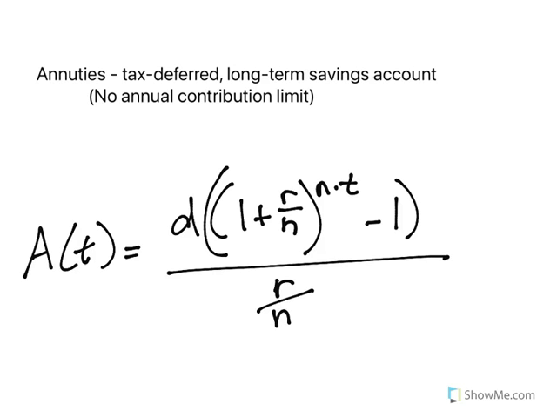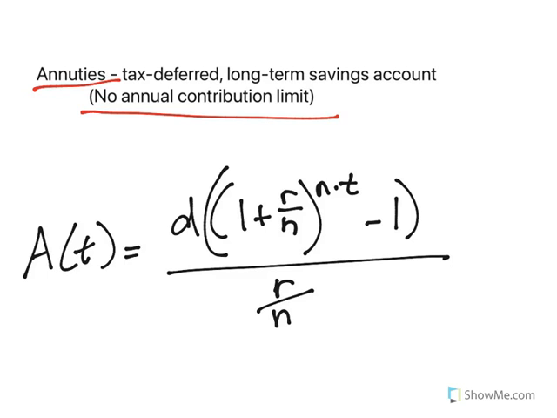Understanding and interpreting annuities. Annuities are tax-deferred long-term savings accounts. They're different than a 401k or some other retirement account because with annuities, there's no annual contribution limit. If you invest money in a 401k or some kind of retirement account, there are different limits depending on your age. So people often put money into an annuity because it's long-term and there's no limit.